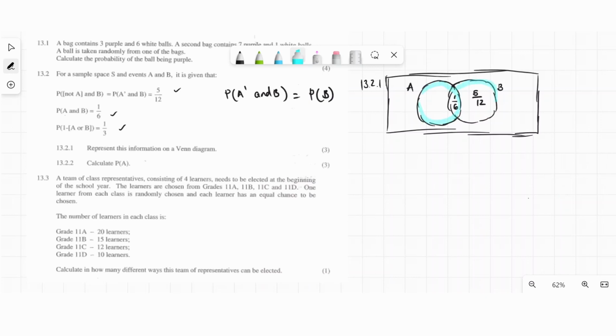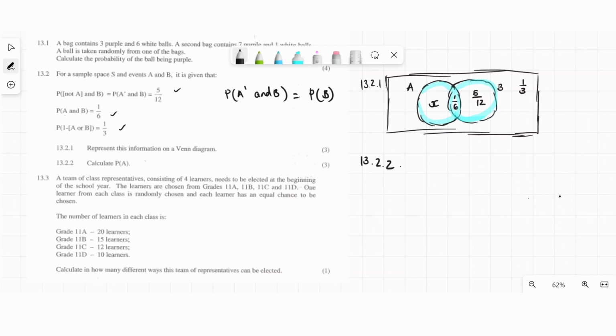This whole thing plus the intersection, right? This whole thing is A or B, and the complement of it is 1 over 3. So this whole thing, since it's in, then 1 over 3 needs to be outside. So this is going to be 1 over 3, right? So the first one they say represent, which we have represented. Then 13.2.2 says calculate the probability of A, right? Meaning they want this one. What's the probability of A? I'm going to name it as being X, right?